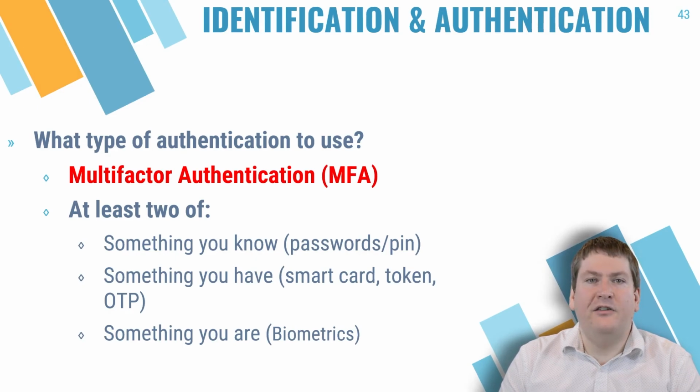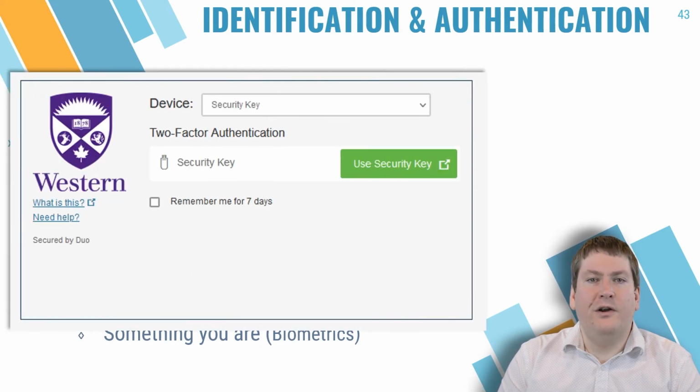As biometric scanners are not widely available, most services that implement MFA tend to only use passwords and a secondary factor based on something you have, such as a security token, smart card, or a device that can receive a one-time password, such as a cell phone. Western, for example, uses a MFA service called Duo that supports security tokens, smartphones, and landlines as a second factor.